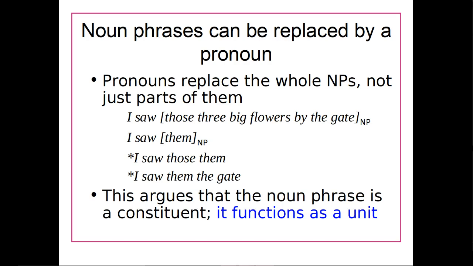I can say, I saw those 3 big flowers by the gate, and I can say, I saw them, but I can't say, I saw those them. So I can't replace 3 big flowers by the gate with them, but I can replace those 3 big flowers by the gate. That suggests that the noun phrase unit is those 3 big flowers by the gate. I also can't say, I saw them the gate, so those 3 big flowers by is not going to be a noun phrase, but those 3 big flowers by the gate still can be. So again, this argues that the noun phrase is functioning as a whole unit.